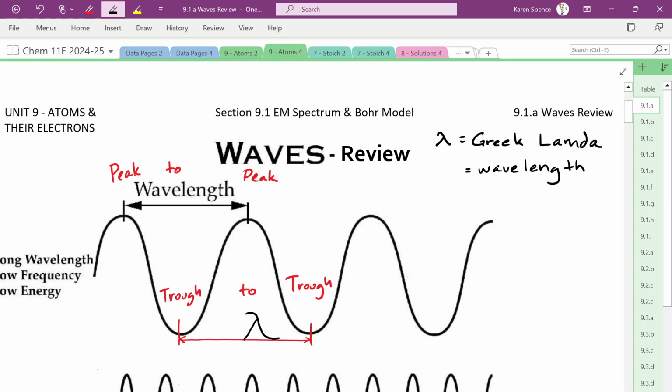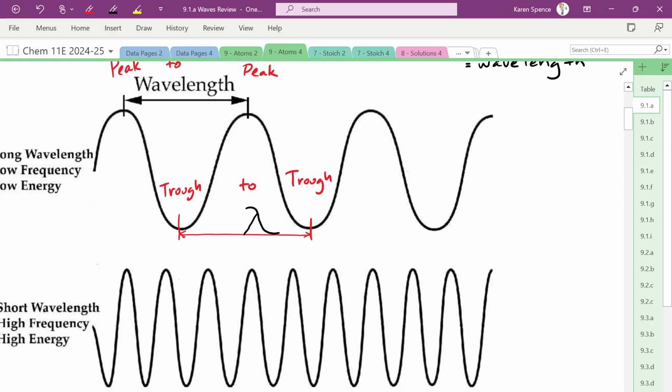So wavelength is pretty easy to visualize because you either go from the peak to peak or the trough to trough. So if we compare the wavelength of our second wave, what can you say about the wavelength of this second wave compared to the first wave? The wavelength is shorter, okay?